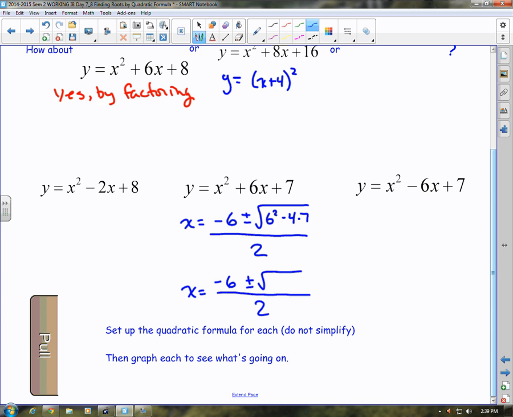6 squared, and then minus 4 times 7. So what's 4 times 7? And now what's 36 minus 28? 8. Okay? So get to that stage for the other two, and keep them all in the same line here.